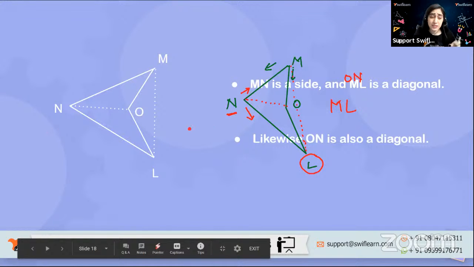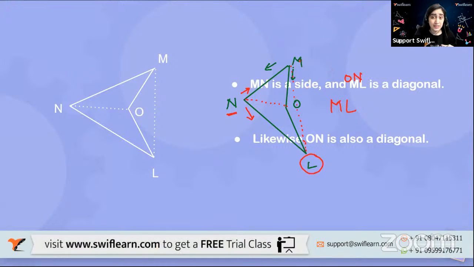But have you noticed the difference between what we did before and what we are doing right now? See, ML is a diagonal, but it is outside the figure, right? It is not coming in the figure that we drew. Can you see that? We drew the figure in green color, whereas the diagonal is coming outside the figure, whereas ON is coming inside the figure. So these things make the figures different. How are we naming them? That we'll study in the next slide.